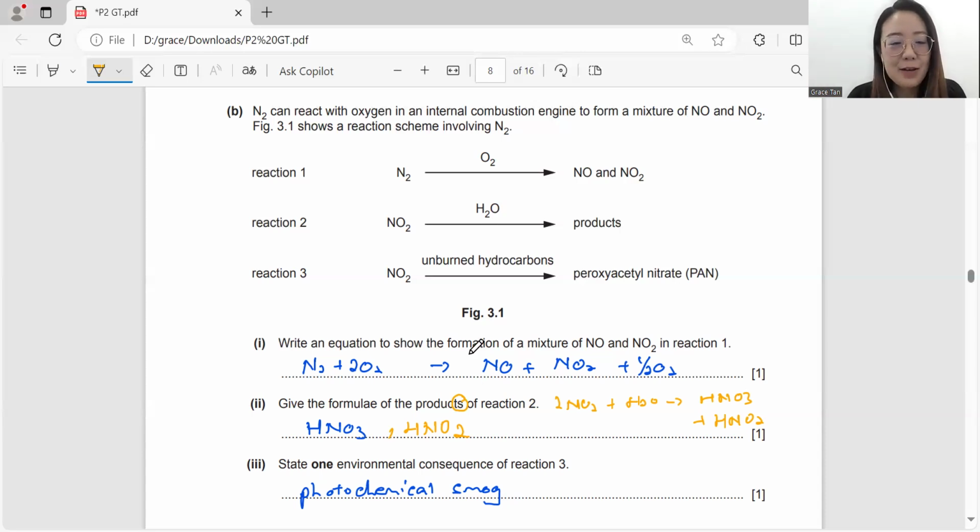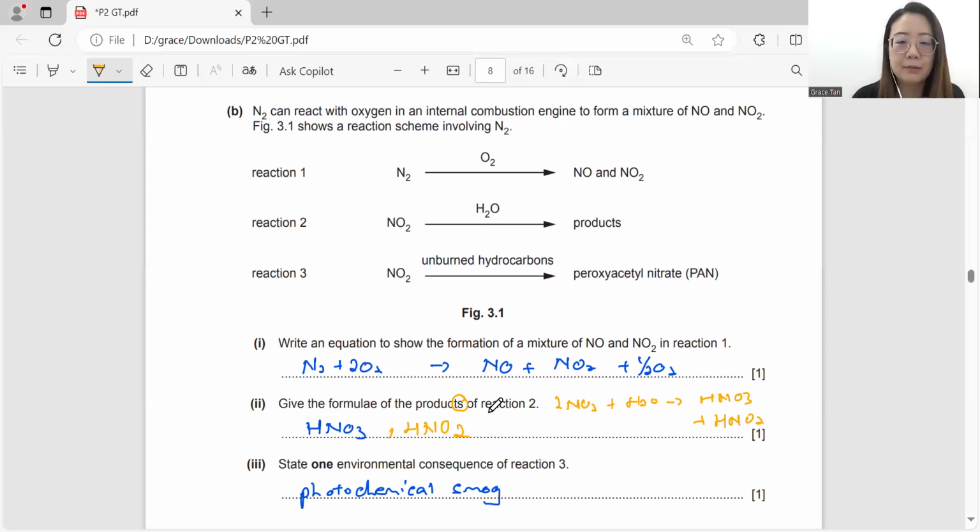Number 3, state 1 environmental consequence of reaction 3. So reaction 3, must know your nitrogen dioxide and unburned hydrocarbon from your car, they will give you photochemical smog, and peroxyacetyl nitrate, PAN, is just one of the components of your photochemical smog. Photochemical smog was a big thing. PAN is just one of the components inside the photochemical smog.